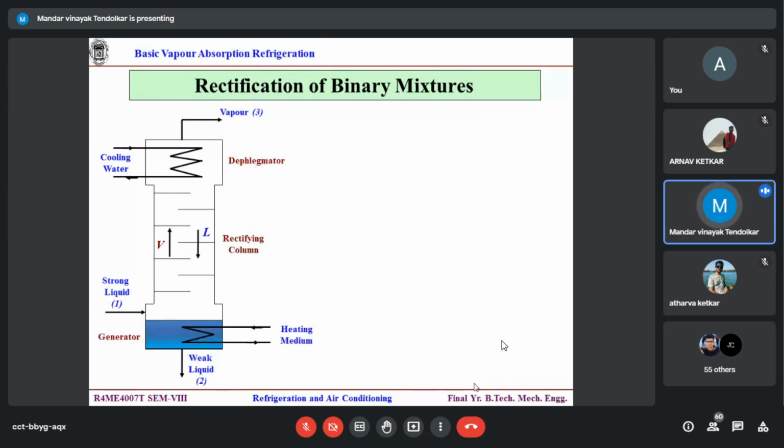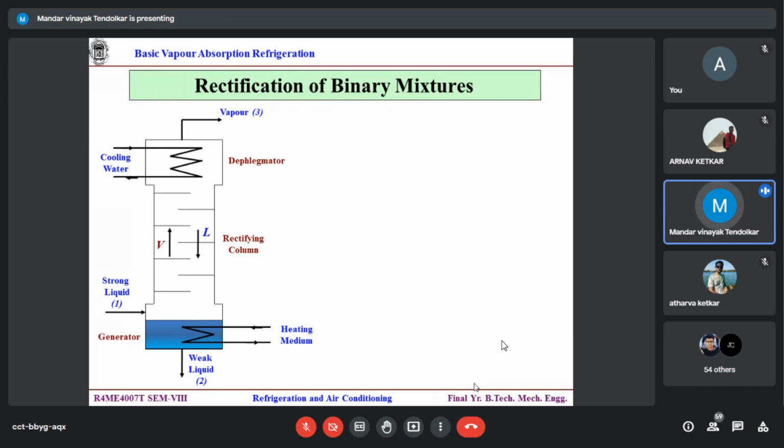So this is something called the rectifying column. Here V represents the vapor phase, L represents the liquid phase. So with the heating medium in the generator, you add the heat. So the liquid starts boiling. Vapor goes in the upward direction. At the top, there is a deflagmator, cooling water. So there will be condensation. The liquid part, condensate, starts falling down.